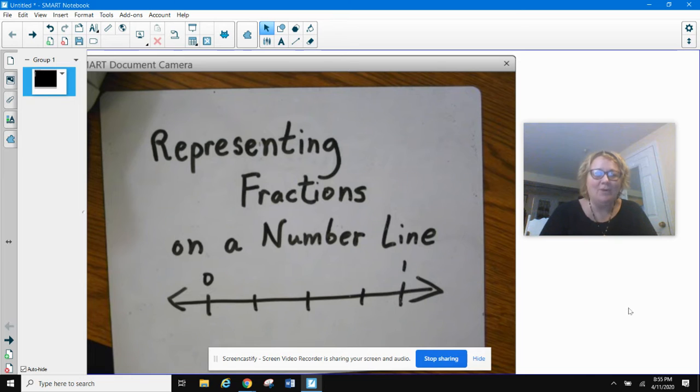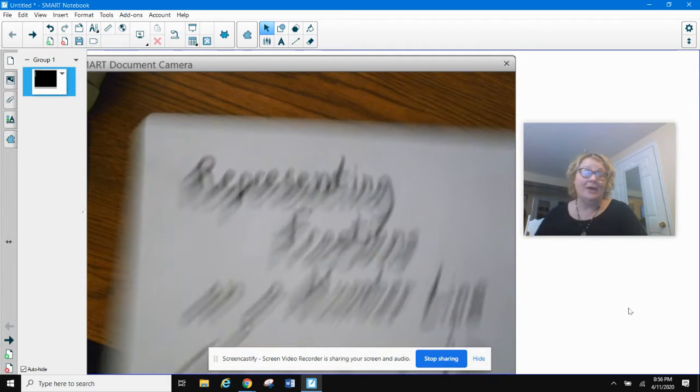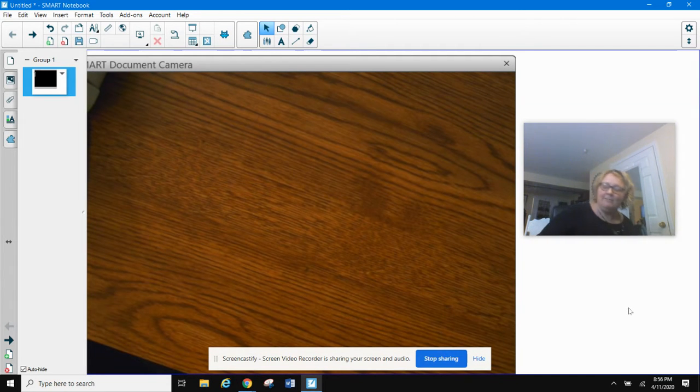Iredale. Today what we're going to look at is representing fractions on a number line. This would be for students that were just starting to learn about fractions, or for other students that would like a review on how to do representations of fractions on a number line.